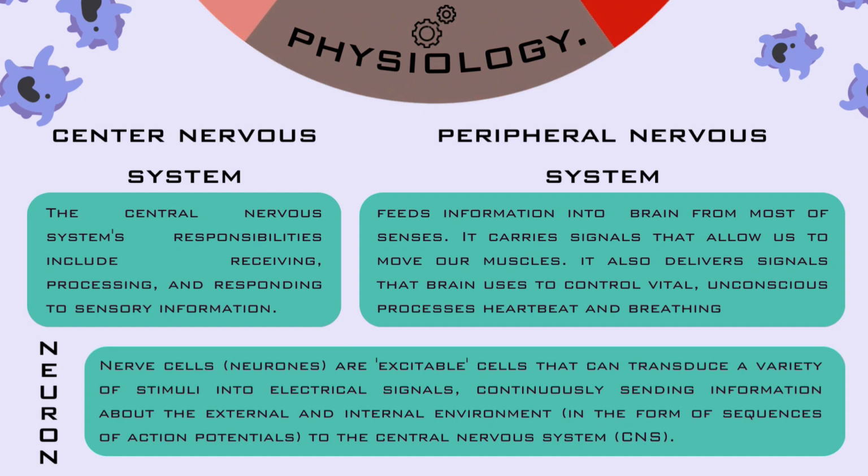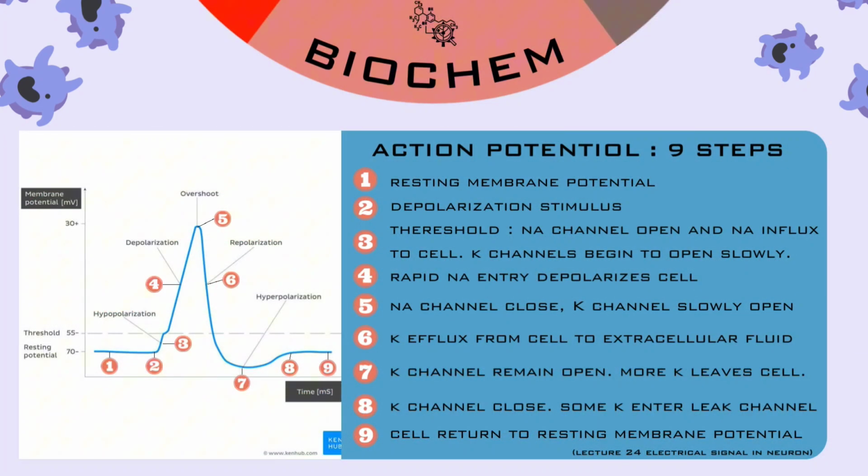So how about a neuron? So neurons are excitable cells that can transmit information or stimuli via electrical signal. Then they will continuously send this information in process called action potential to CNS. As we mentioned earlier, action potential is a rapid sequence of change in the voltage across a membrane of neuron. This action potential propagates a signal along the length of an axon.